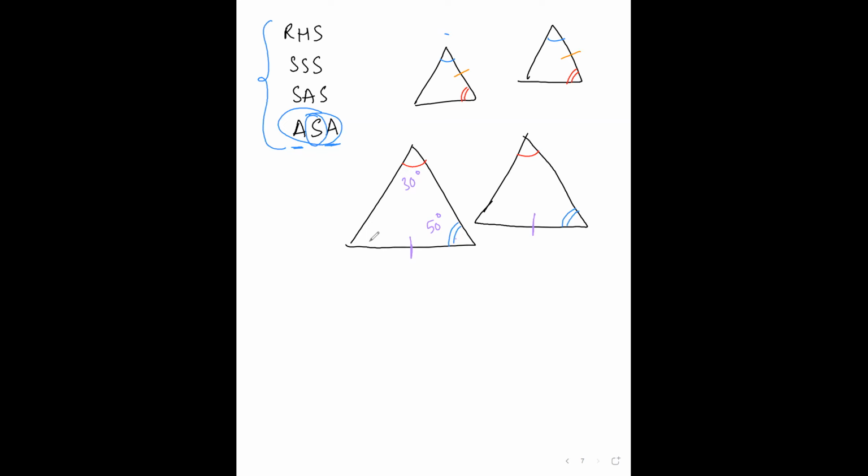Tell me, how are you going to find it? X plus 30 plus 50 gives 180. So you will say we are using the angle sum property. Yes. So you don't know the third angle, but you can find it. So you find it and tell me.